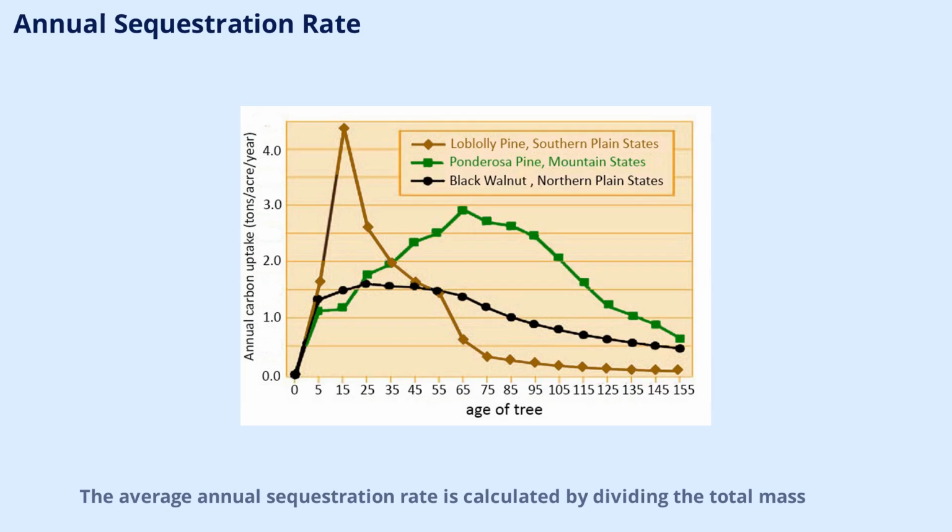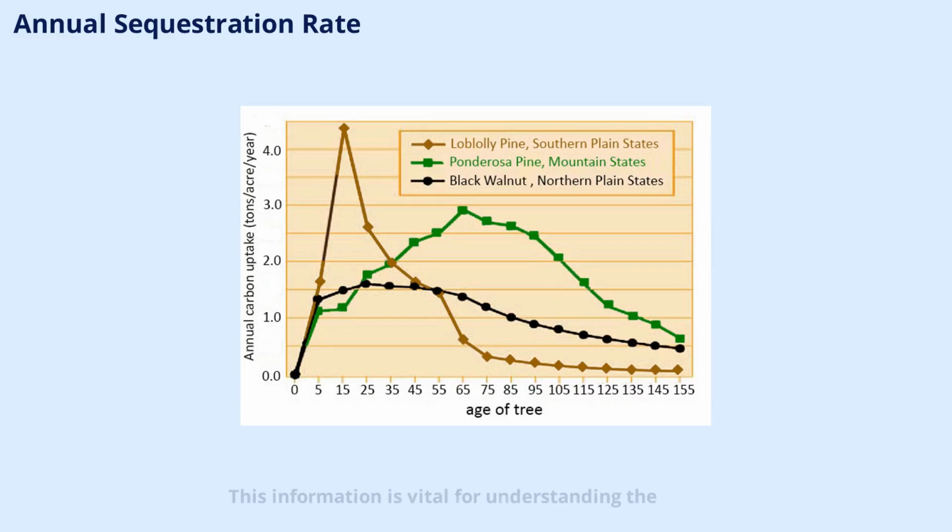Average annual sequestration rate is calculated by dividing the total mass of carbon dioxide per acre by the average age of the trees. While the actual rate can vary over large areas and many trees, the sequestration rate tends to be fairly consistent. This information is vital for understanding the long-term impact of forests on atmospheric CO2 levels.